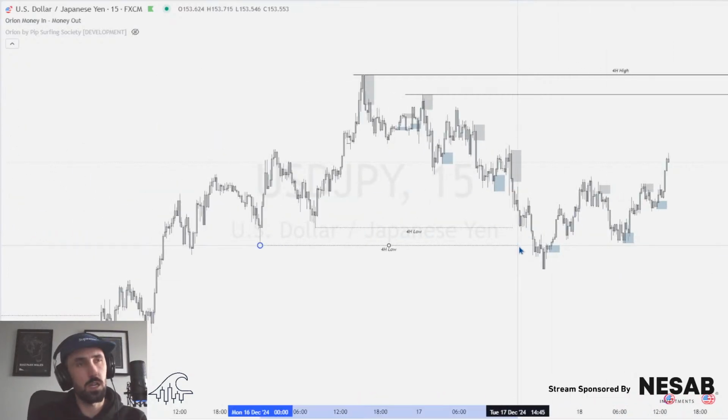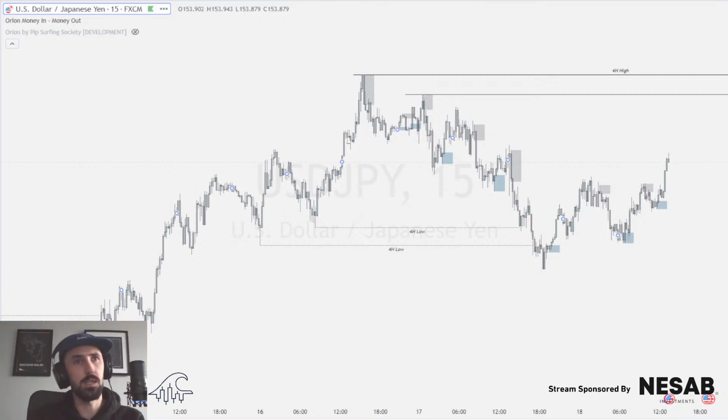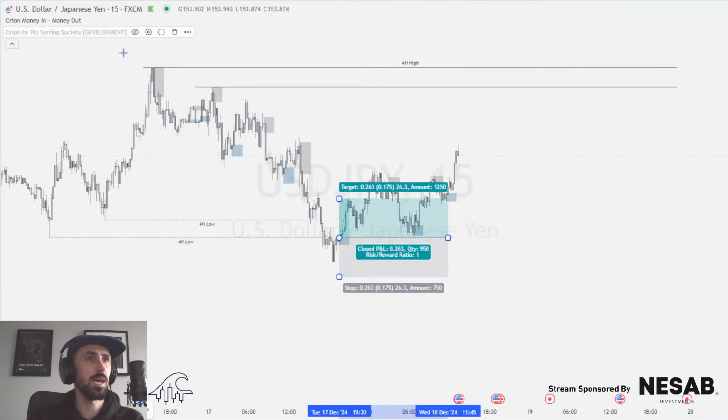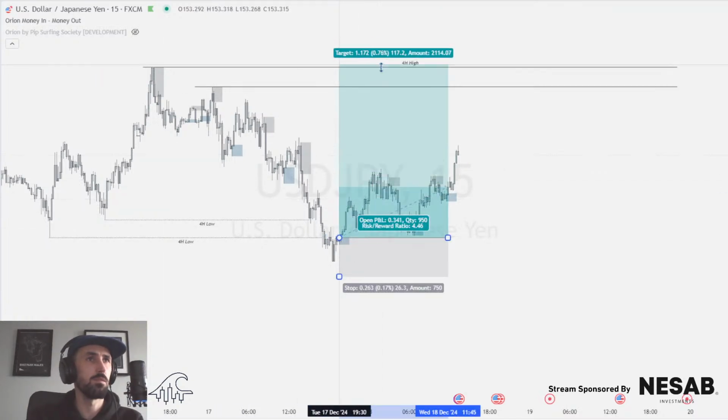You see the entry given here was also pretty valid, but it didn't tap in. So that's your entry point. Stop loss goes below the low. Target would be the 4 hour high. Again, it's the same model. It's the same model as every other pair. The only difference here is that we didn't tap in. We never tap in.